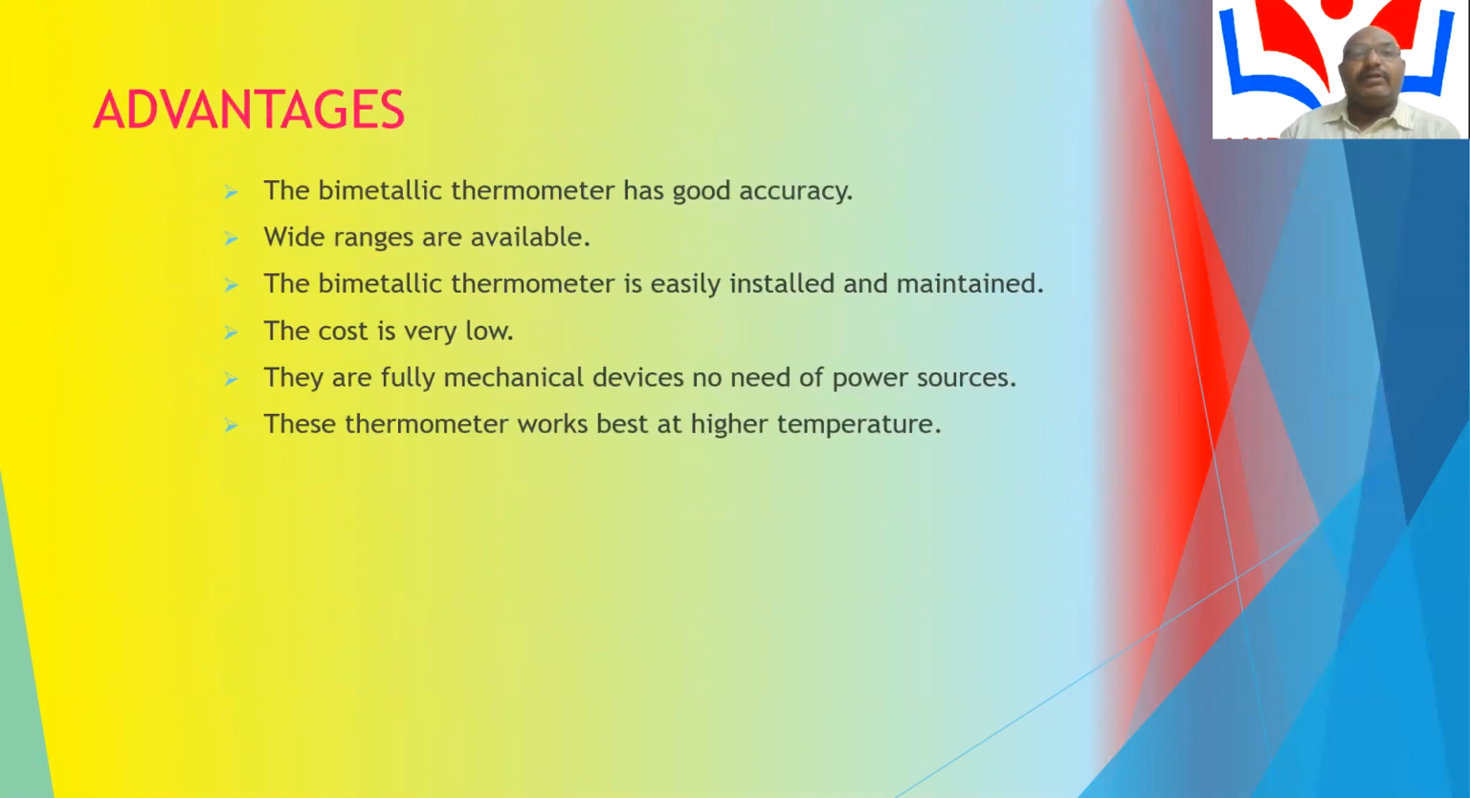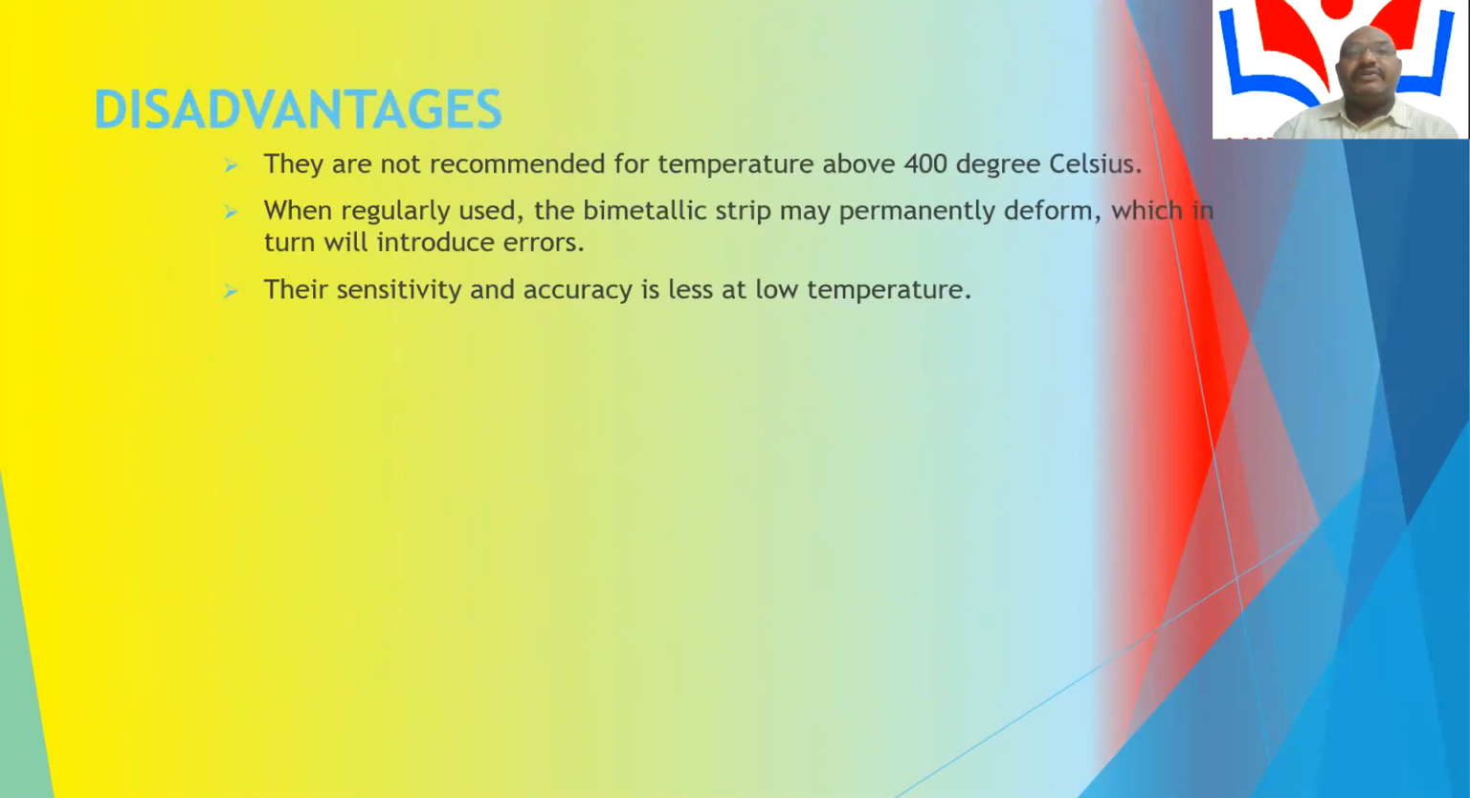Advantages of the bimetallic sensors: the bimetallic thermometer has good accuracy. Wide ranges are available. Cost is very low. They are fully mechanical devices, with no need for power sources. These thermometers work best at high temperature. And the disadvantages: they are not recommended for temperatures above 400 degrees Celsius.